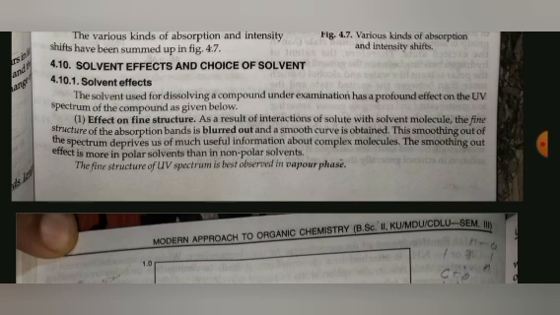As a result of interaction of solute with the solvent molecule, the fine structure of the absorption bands is blurred out and a smooth curve is obtained. The smoothing out of the spectrum deprives us of much useful information about complex molecules. The smoothing out effect is more in a polar solvent than in a non-polar solvent. The fine structure of the UV spectrum is best observed in the vapor phase.